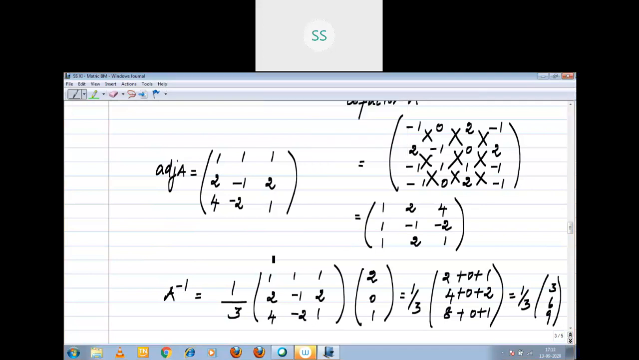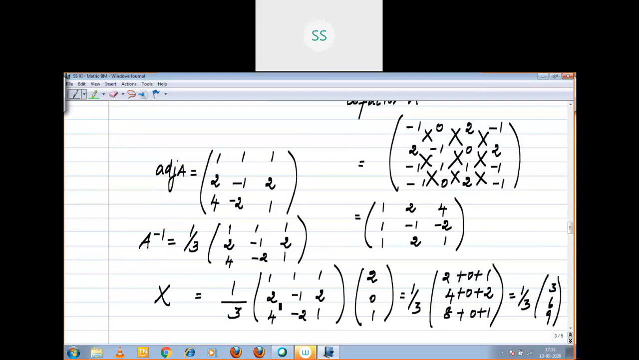Sorry, children. I will erase. First I will write A inverse, then I will move to X. Right? Here I will write A inverse. A inverse equals 1 by 3 into adj A: 1, 1, 1, 2 minus 1, 2, 4 minus 2, 1.